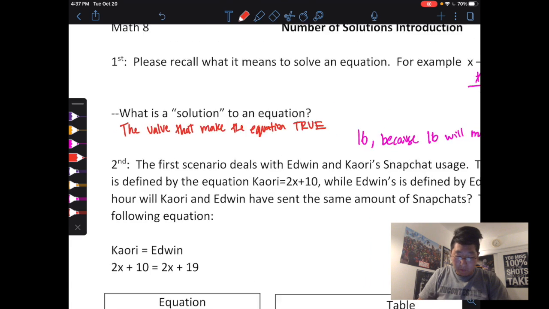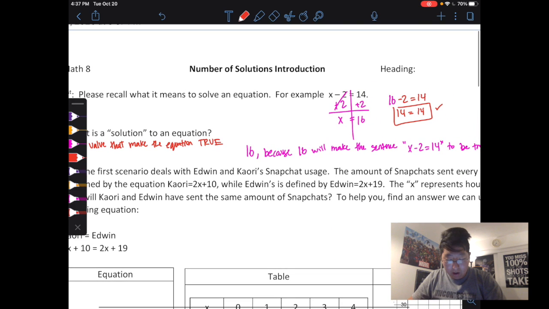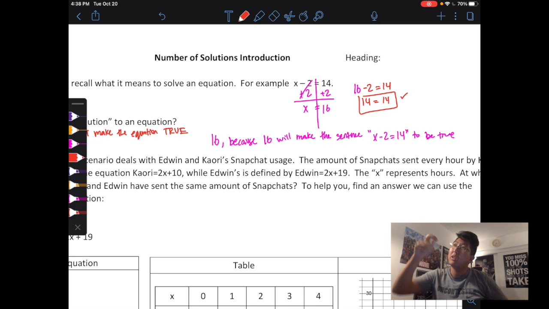So, here are our notes now. The first scenario deals with Edwin and Coyote's Snapchat usage. Now, honestly, how many of you guys use too much Snapchat? Snapchat is an app where you send a picture of yourself and then it disappears. I don't think it actually disappears, but that's what they say. So, we're going to look at their Snapchat usage, all right?